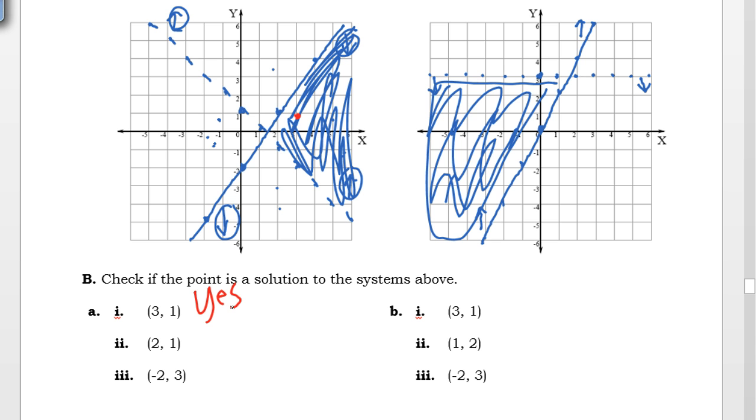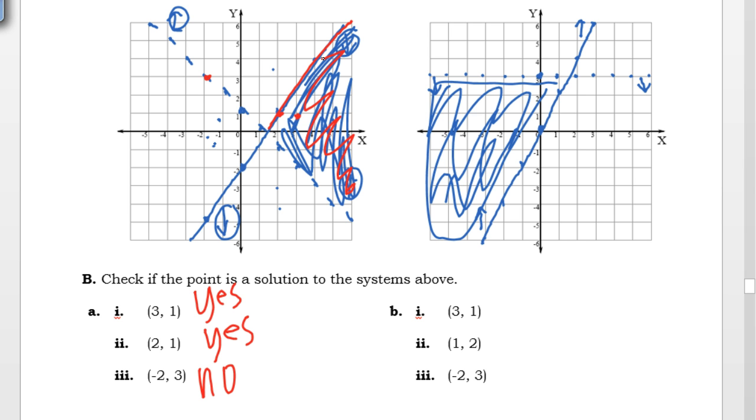2, 1. Is that in the solution? Yes, it's on a solid line. It's part of the solution. And -2, 3. It is not in the solution. It's on a dotted line, but it has to be either on this solid line or in this shaded region to be part of the solution.